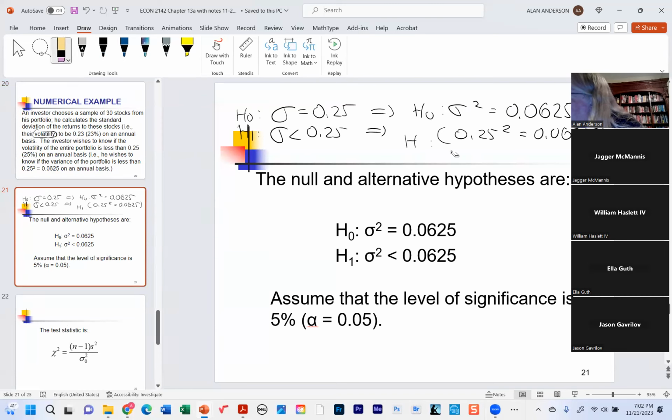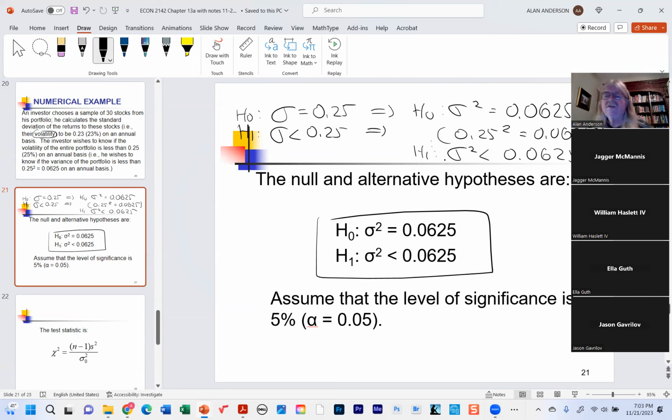So here we'll write the alternative as sigma squared is less than 0.0625. So the standard deviations are converted into variances. This is our null and our alternative hypothesis. So clearly it's a left-tail test. We're just going to assume that the alpha is 0.05. And so now we're going to calculate our test statistic.